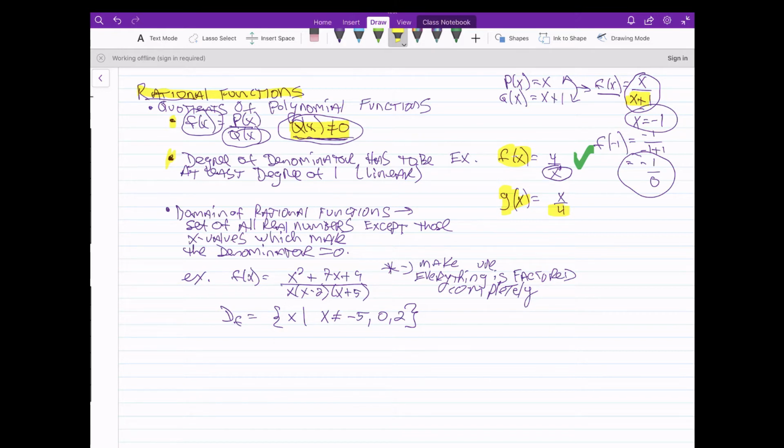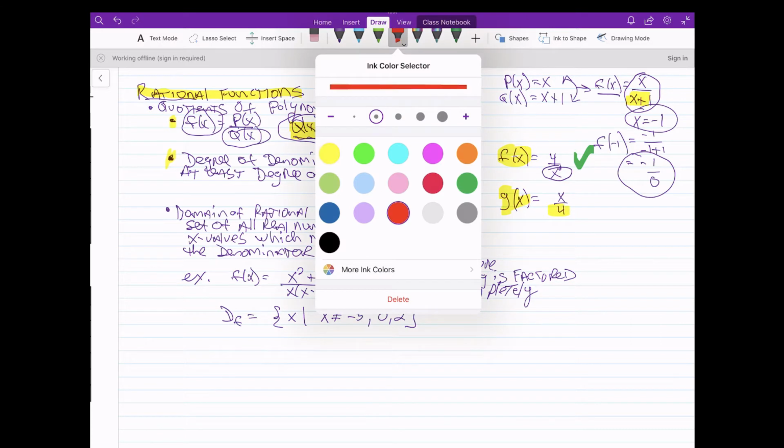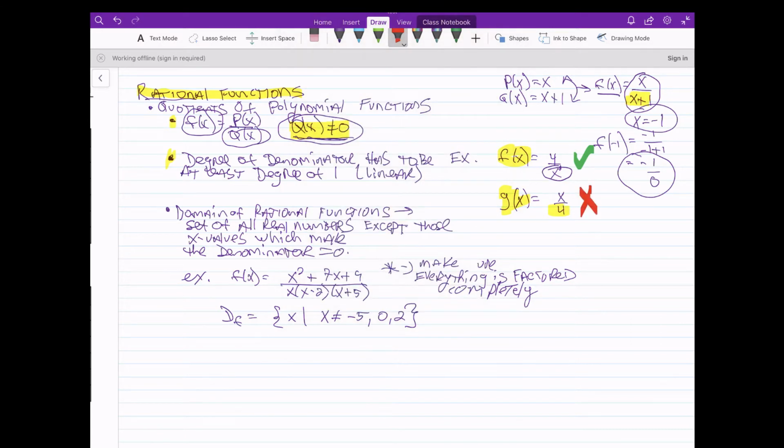So in order for it to be considered a rational function, it has to be at least degree 1. So for our purposes in this example, this one would not constitute a rational function. Okay? So not all functions that involve fractions are created equal, and they're not all rational functions.